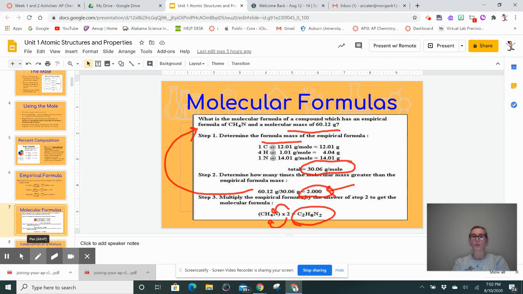C2H8N2. So for that, first you get your molecular mass, you find your formula mass, you divide the formula mass into the molecular mass, and then multiply that whole number by the actual empirical formula.